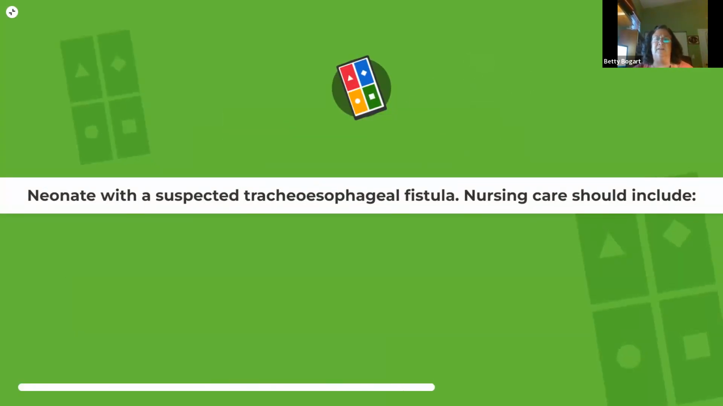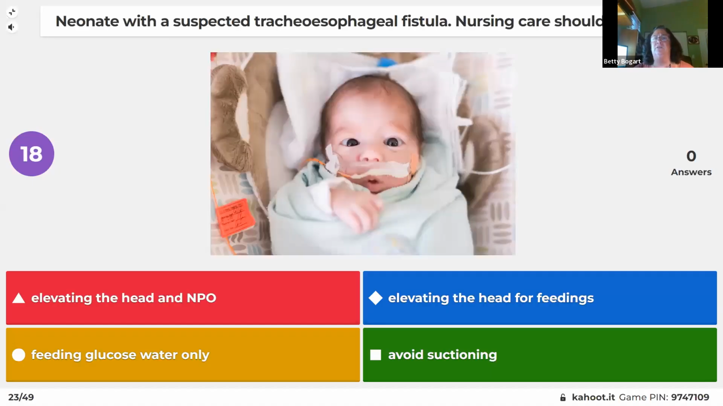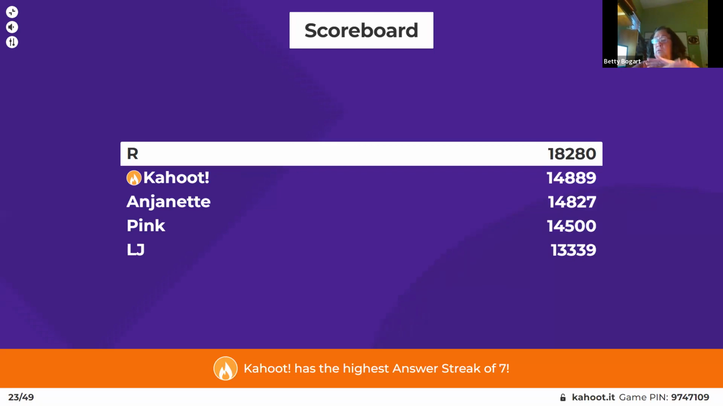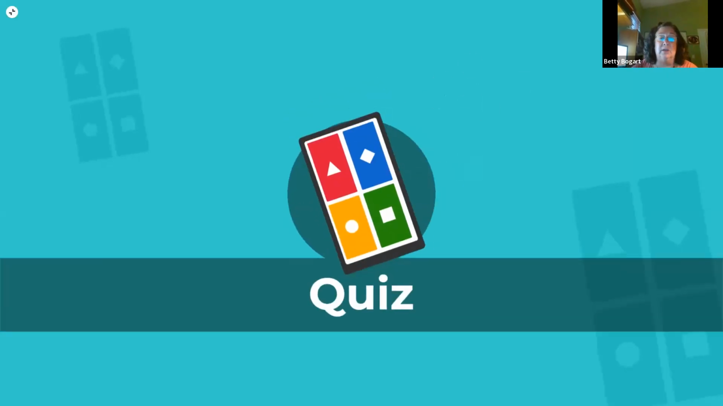Neonate with suspected tracheoesophageal fistula. Your nursing care should include what? After everything I've told you about tracheoesophageal fistula, what do you think? So we're not going to feed anything to this child because I don't want to pour it right into the lungs. Elevate the head, NPO, and suction at the bedside to keep the mouth as clear as we possibly can. Don't put anything in the mouth, no little drop of food, none of that. No, you're just going to have the kid choking.